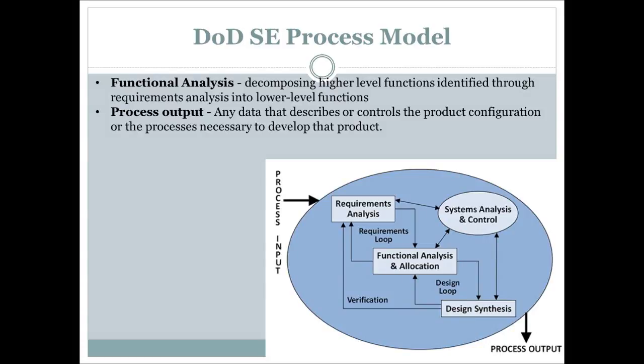Functional analysis and allocation processes allow us to better understand what exactly a system has to do. These functions are analyzed by decomposing the higher level functions that are defined in the original requirements into lower level functions. This results in a description of what each component logically has to do.